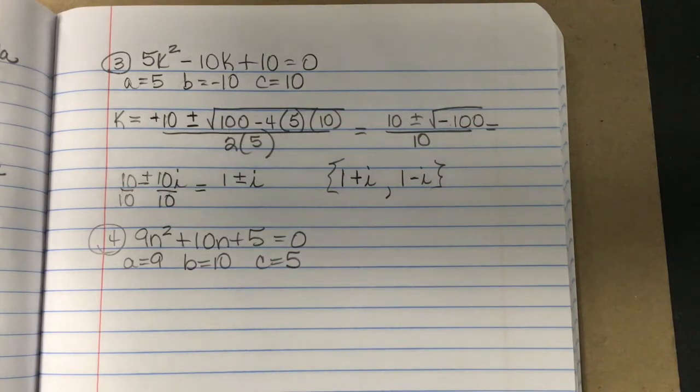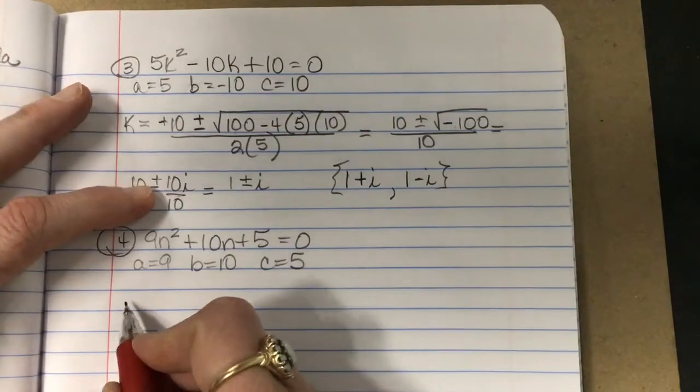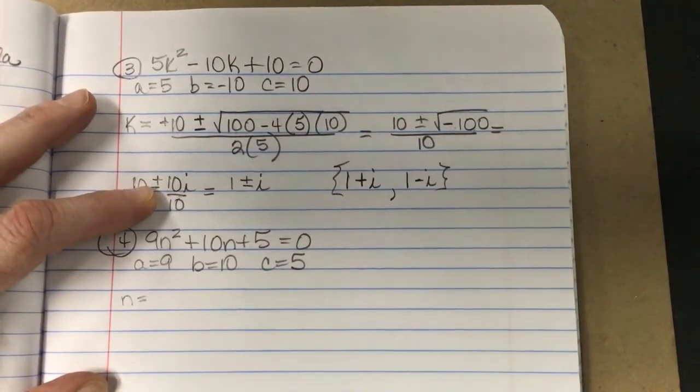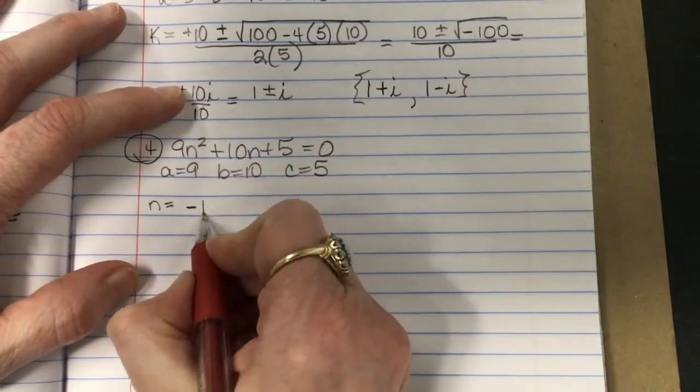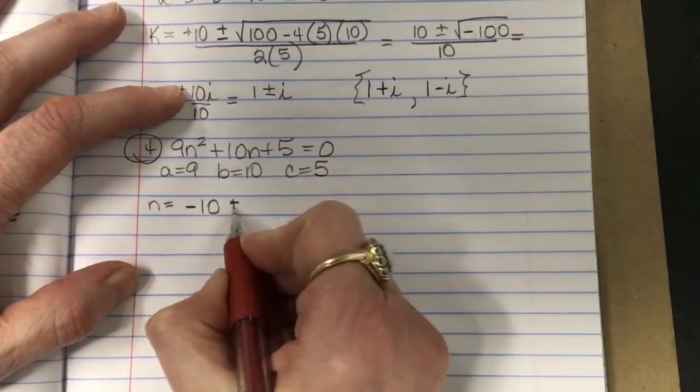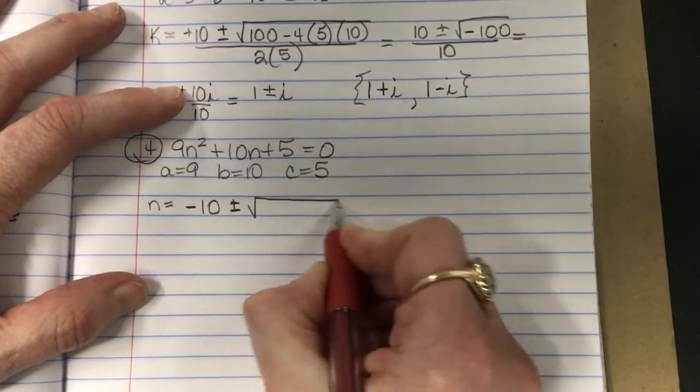2 is irrational, 3 is imaginary, and I think this one's going to be imaginary. I think it's going to have a complex answer. So n equals, be sure and use your right variable. The opposite of b will be negative 10, plus or minus, big square root.